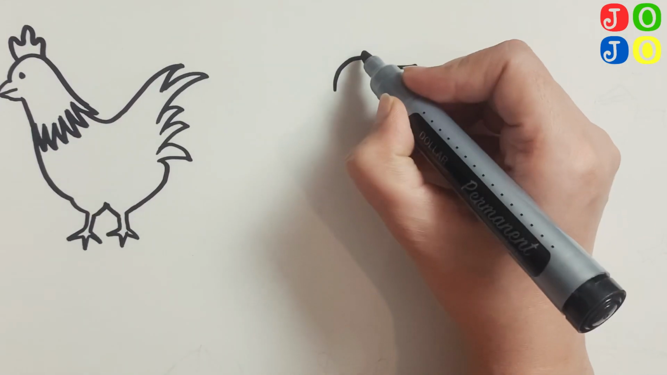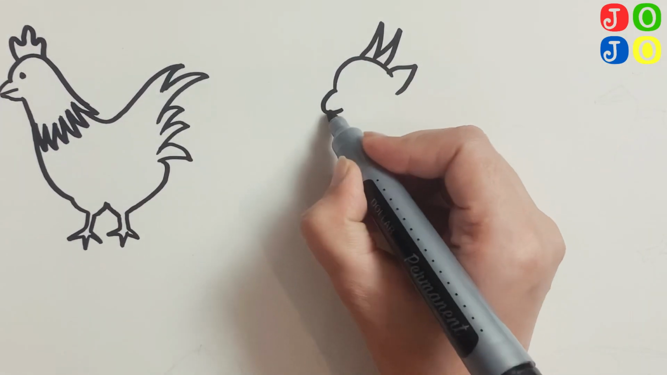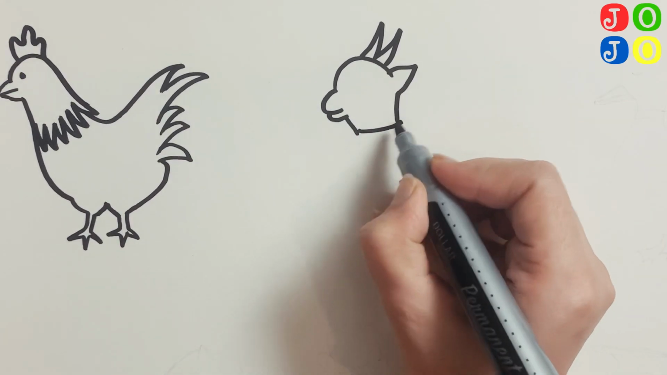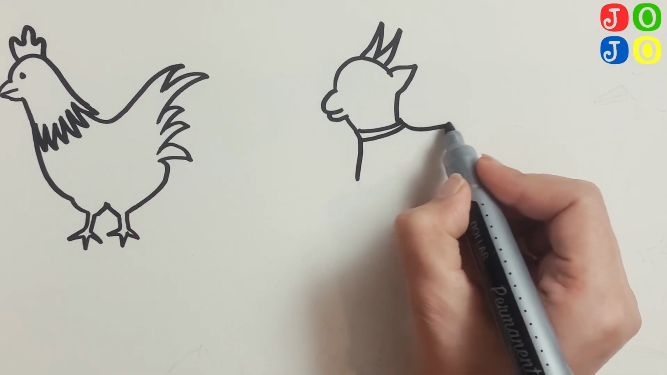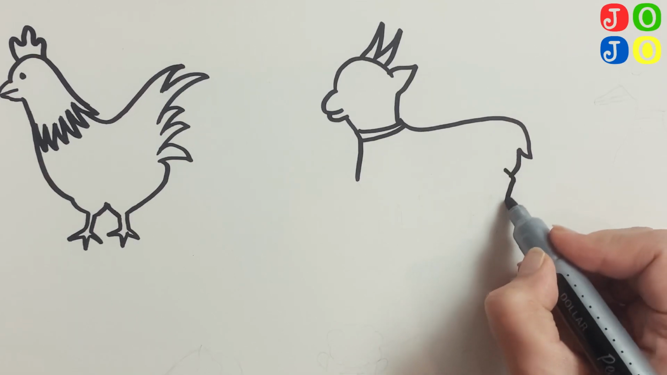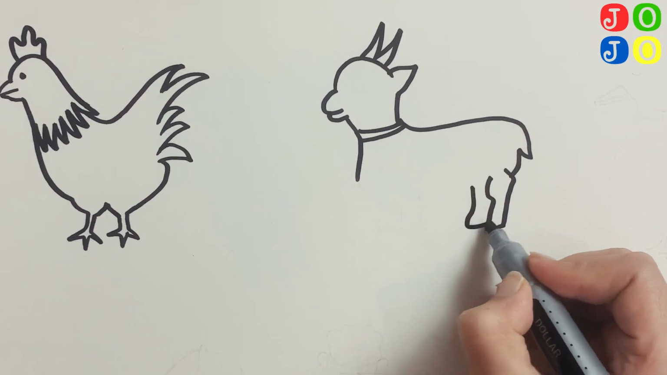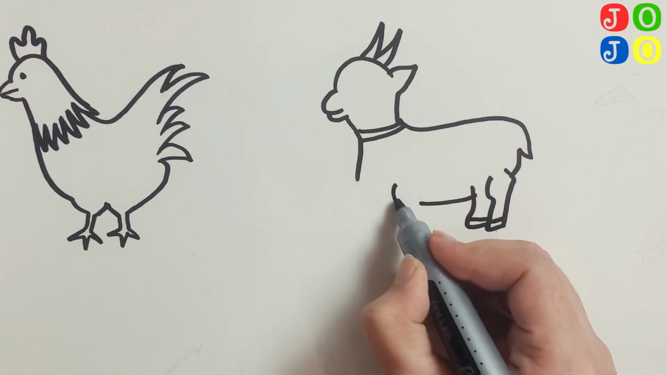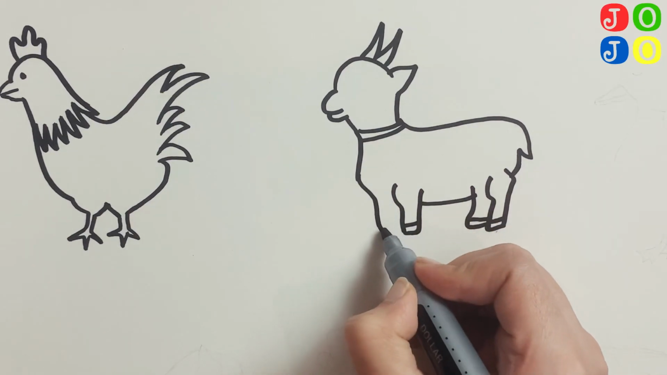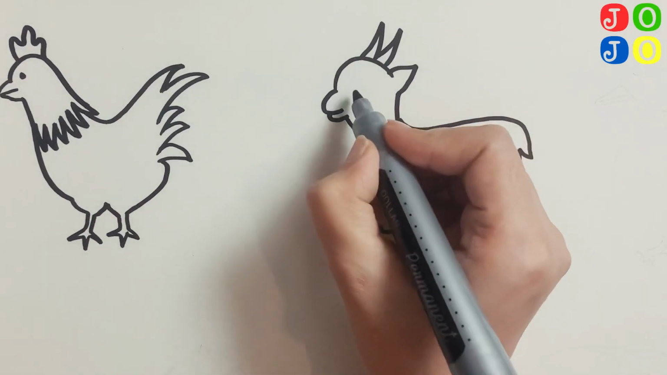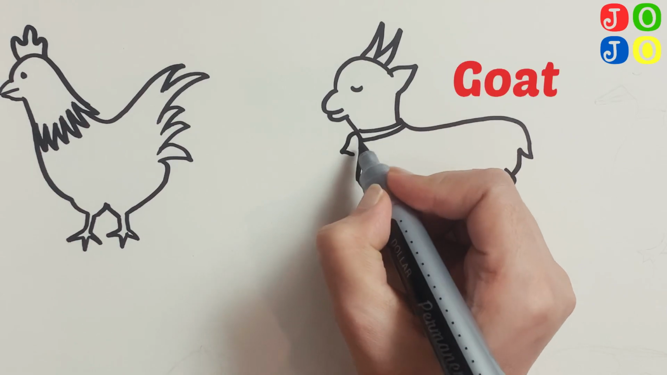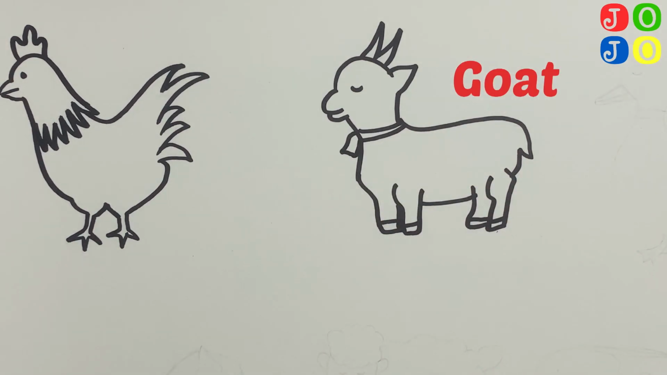So now we are going to make another farm animal. And you have to see which animal it looks like. It has got two horns and four legs. Did you already guess it? Yes, it's a goat.